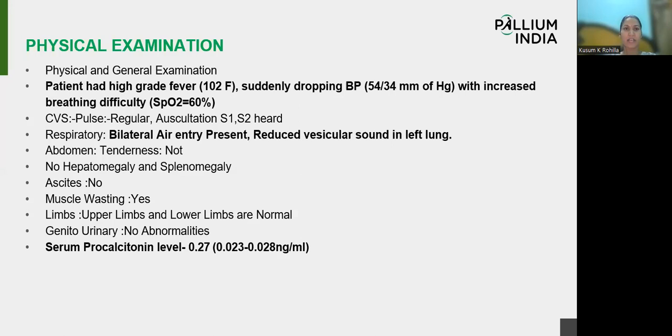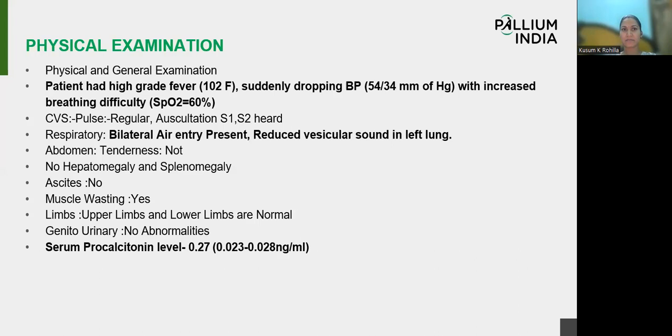Then abdomen: it was non-tender, no hepatomegaly, no splenomegaly, no ascites. No muscle wasting was present, though the attendants gave a history that the patient lost around 15 kg of weight within 2-3 months. Then upper and lower limbs were normal. Genitourinary, no abnormality was present. And serum procalcitonin level was 0.27. It's significantly high, so it is an indication that the patient was having some bone mass or something. Next.